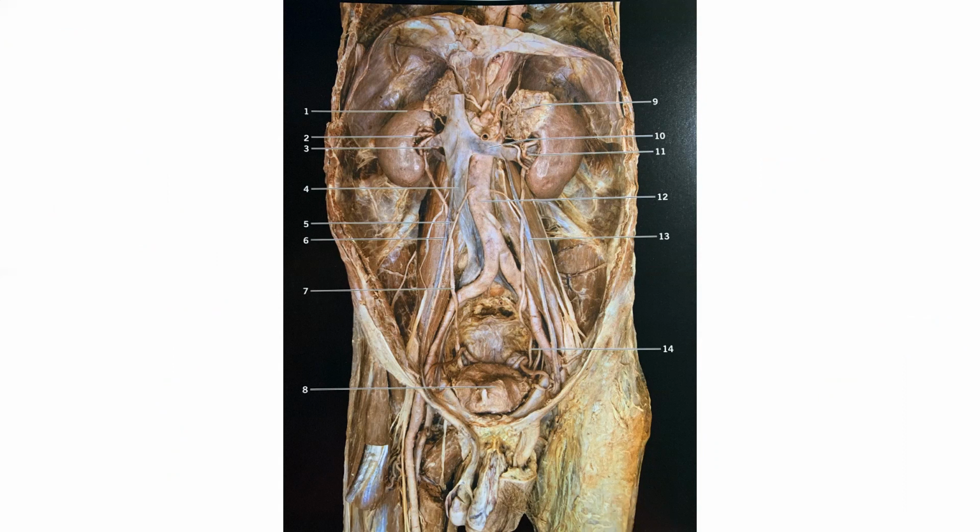And I want you to appreciate the left kidney is closer to the aorta, and the right kidney is closer to the inferior vena cava, because the inferior vena cava is on the right and the aorta is on the left. And because of that, the left renal vein is longer and the right renal vein is shorter.